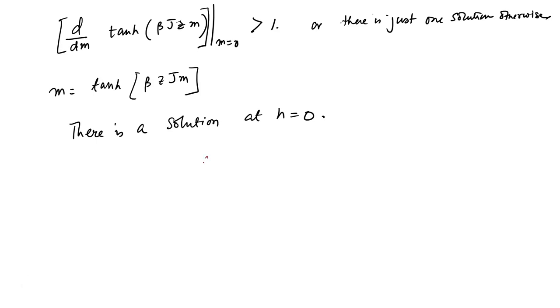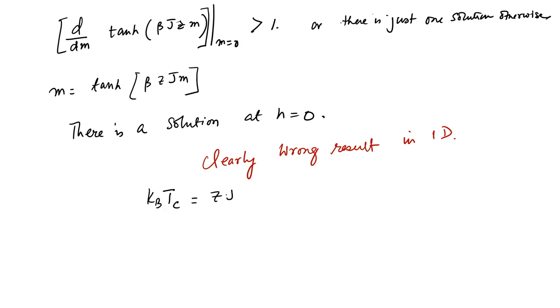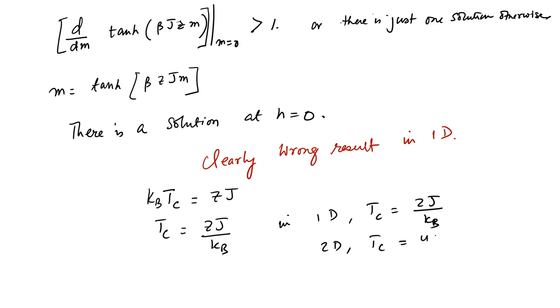And clearly that's a wrong result in 1D. Of course, the ordering temperature in this particular case is nothing but k Tc equal to zJ, that's what we have, so it's beta zJ when m is non-zero. So your Tc becomes equal to zJ over k, and in 1D this Tc becomes equal to 2J over k, in 2D it becomes equal to 4J over k, which is wrong. 3D it becomes equal to 6J over k.